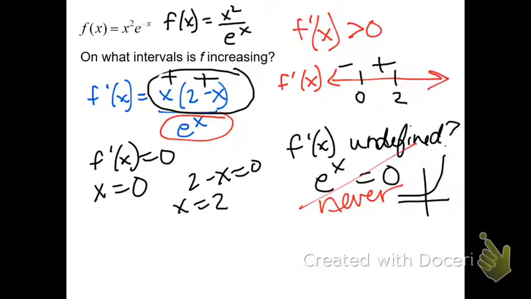And now plugging in a 3, I get a positive and a negative, which is a negative. Again, it's not that you can ignore the denominator, it's just that in this case that's always positive, so it's not affecting the sign. So now to answer the question on what intervals is f increasing, well, it's increasing when f prime is positive, which would be this region right here. So your final answer would be between 0 and 2. Okay? All right, let's try another one.